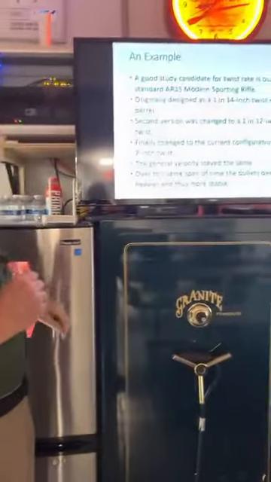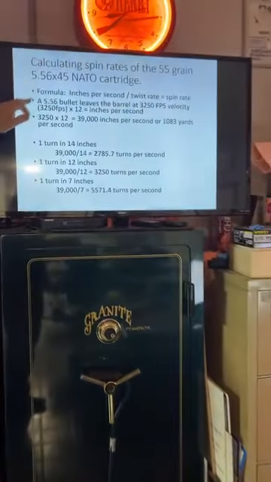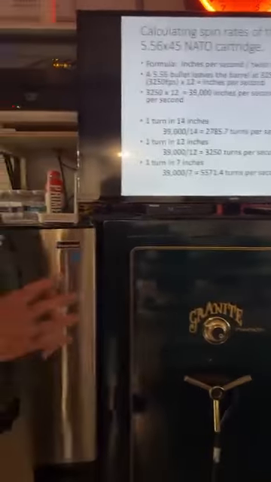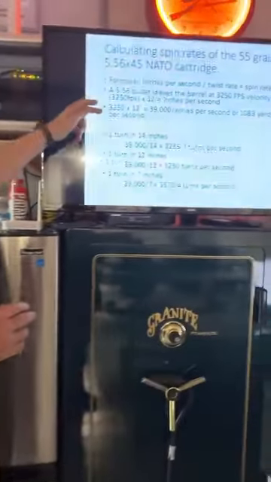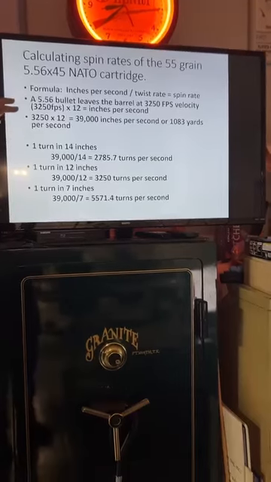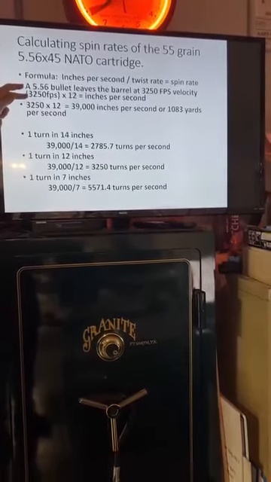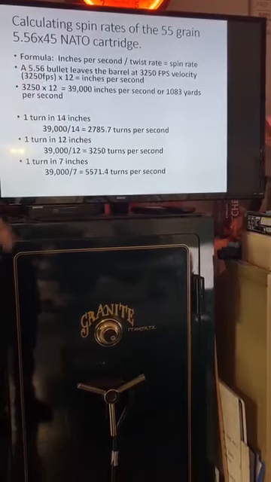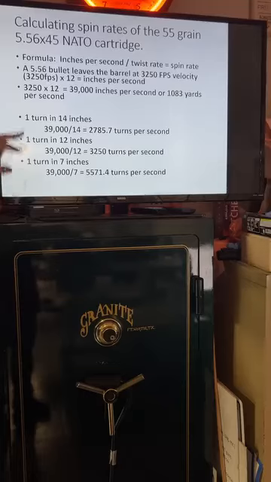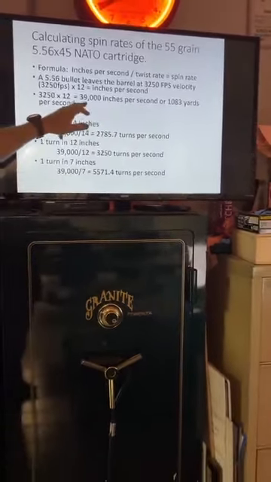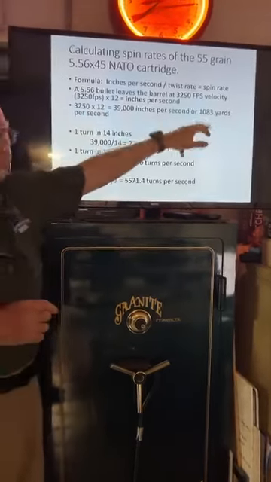All right, so if we calculate rates of a 55 grain 5.56 NATO cartridge, now we're going to look at this in a typical modern sporting rifle, the AR that so many of us know and love. Typically, this 5.56 bullet leaves the barrel at 3,250 feet per second velocity. So the math then is that velocity at the barrel times 12, and that gives us the overall velocity at 1,000 yards. That's 39,000 inches, which is basically 1,000 yards.